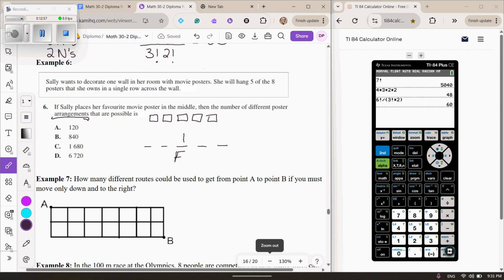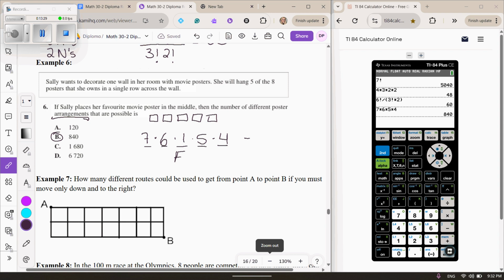After that, she has 8 posters lying on her bed. We've used her favorite, but I have 7 left over. Then I now have 6, 5, 4. So this one's going to turn into 7 times 6 times 5 times 4. Okay, so that is one way to do it to give us the answer of 840.